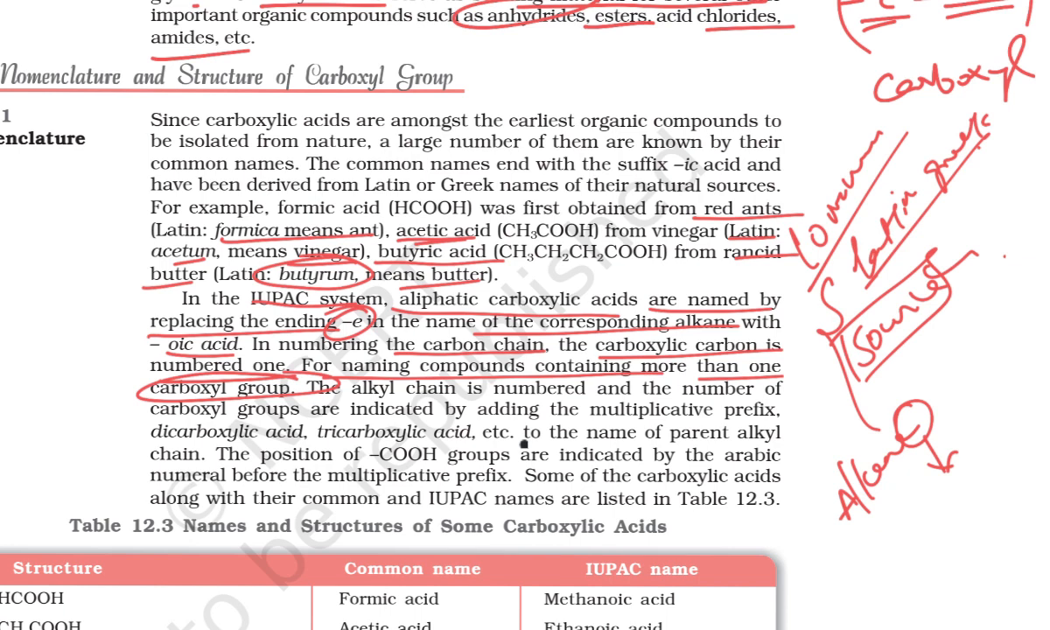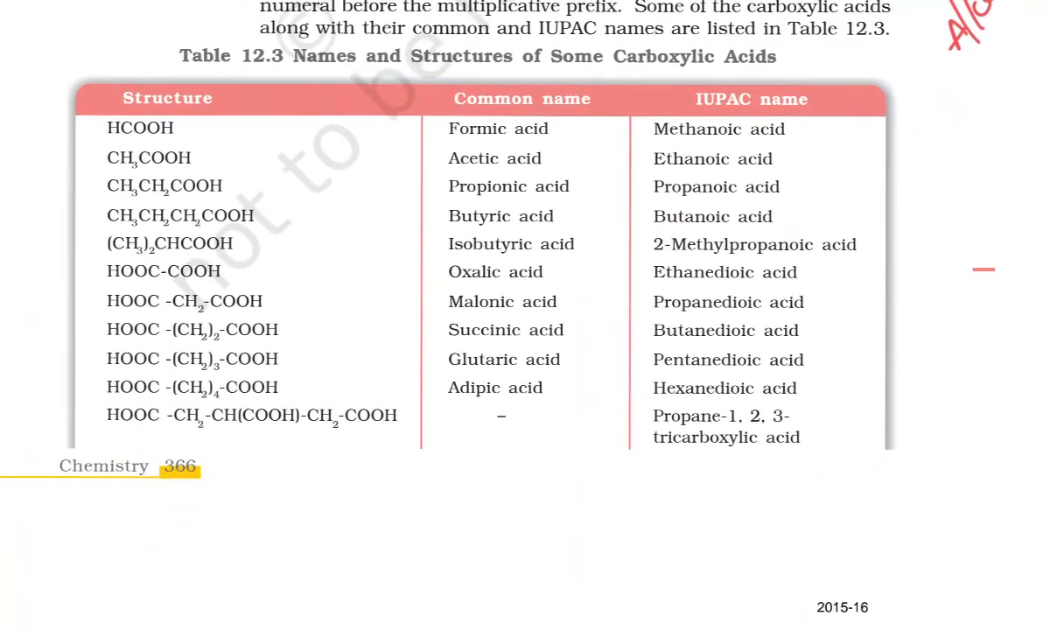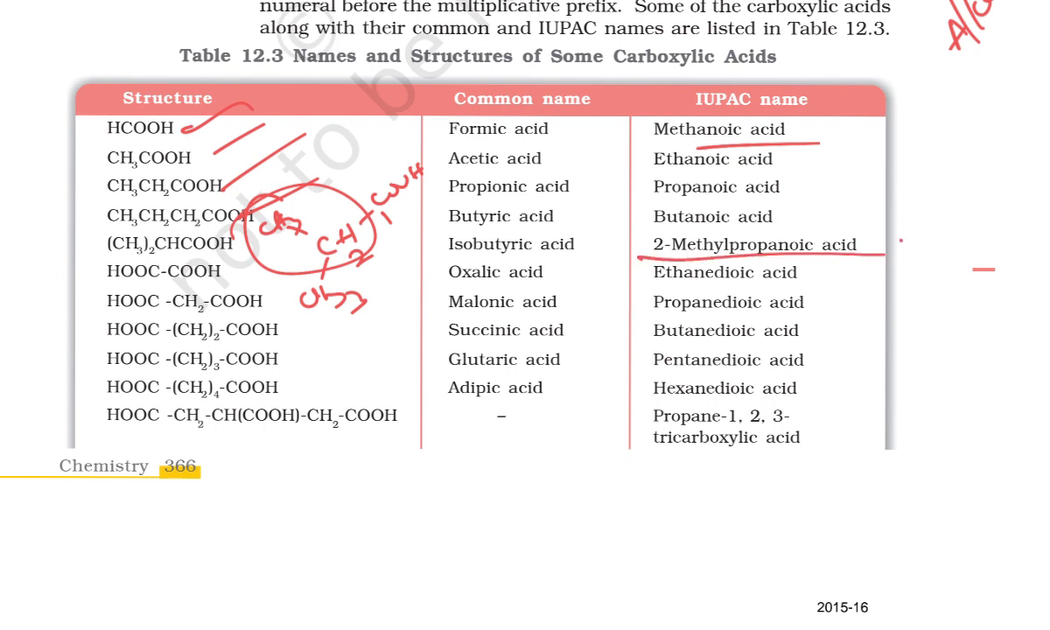Look here, the first one has only one carbon, right? So methanoic acid, ethanoic acid, propanoic acid, butanoic acid. Then this one is CH3 COOH, so 1, 2, 3. So 2-methyl propanoic acid. Clear? Next we go for ethanedioic acid.